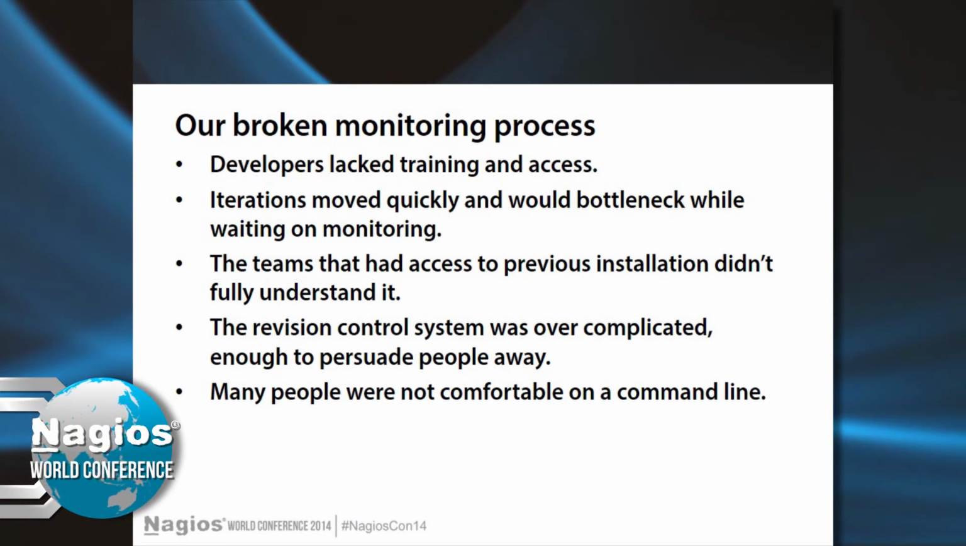So before we went to Nagios XI, we were using Nagios Core. To get the developers using Nagios Core, we went over what had to happen. We talked to the developers, and this is kind of their feedback. The developers didn't have the training and the access to get into Nagios Core. The iterations moved quickly and would bottleneck while waiting for us to make changes. The teams that had access to the previous installation, which was my team and the application support team, didn't fully understand Nagios. That was an issue.